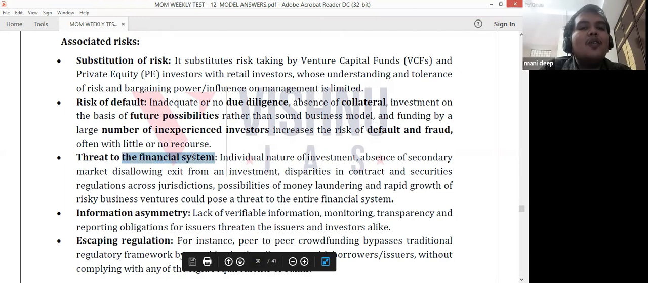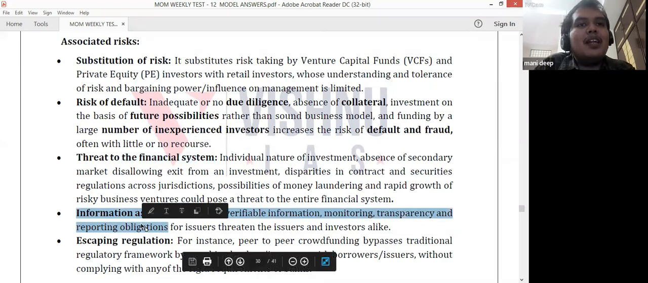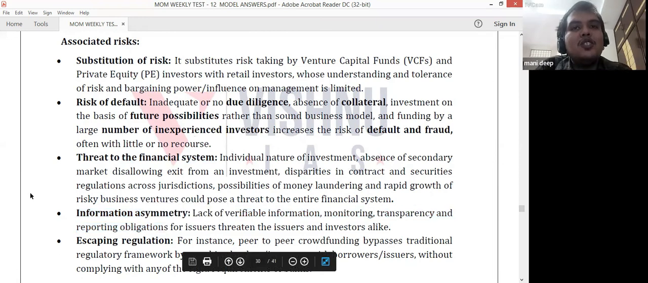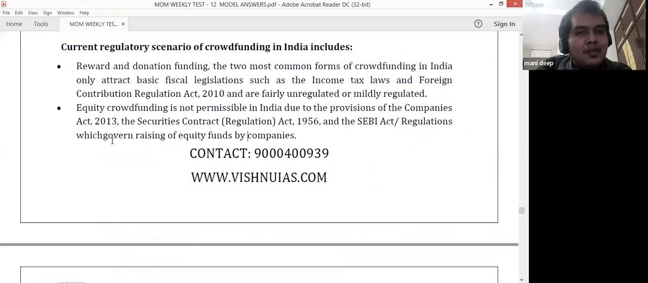What if no one is going to the banks and everyone is going to crowdfunding only? Then the finance system will be broken down. Then we can write regarding information asymmetry. There is a gap between who is issuing and who is taking. There is information asymmetry. Then escaping regulation, as I mentioned, illegitimate sources to legitimize their income source.